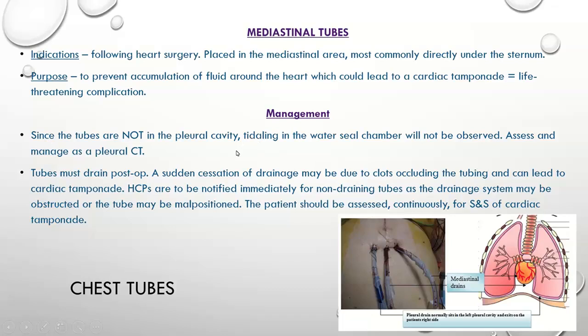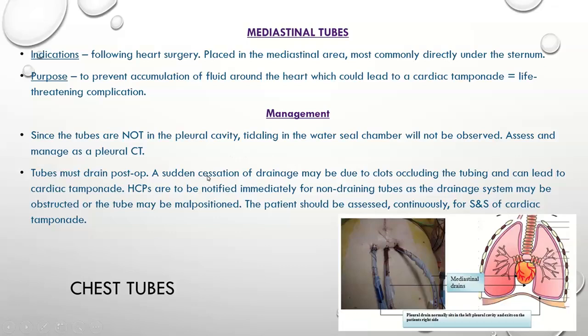Now, the tubes aren't in the pleural cavity, so you're not going to see tidaling in the mediastinal chest drainage unit. Obviously, the suction would be the same. You do need a water seal still in that chamber, because even though the patient's inhaling, we don't want whatever has come out from the mediastinal fluid going back in anywhere. So you just keep the water seal intact, but you're not going to see tidaling.